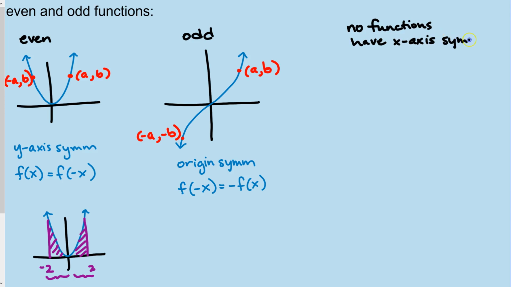Let's picture this. Symmetry about the x-axis. Okay, so that fails the vertical line test. It's not a function. It's still a graph. You could call it a relation. It may even still have an equation.